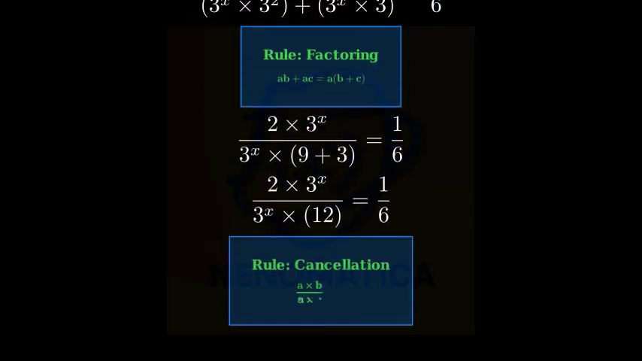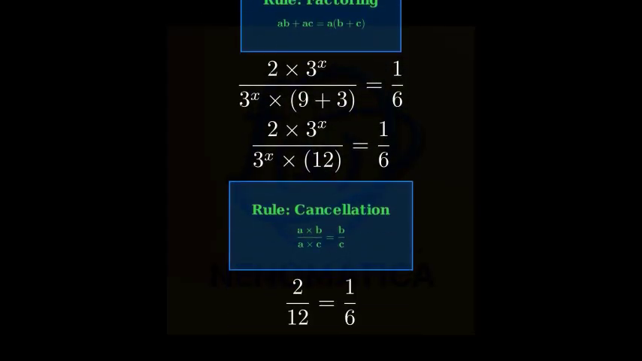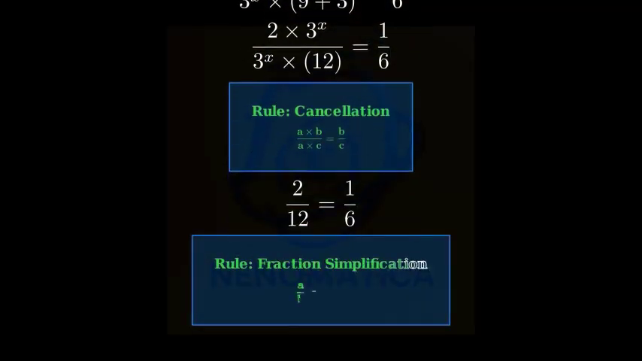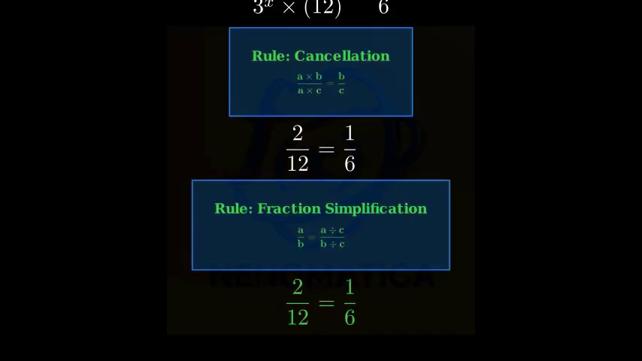Now, the 3 to the x terms in both numerator and denominator cancel out. So our equation becomes 2 divided by 12 equals 1/6. Let's simplify our fraction. 2 divided by 12 equals 1/6, which matches the right side of our equation. So, our solution is correct.